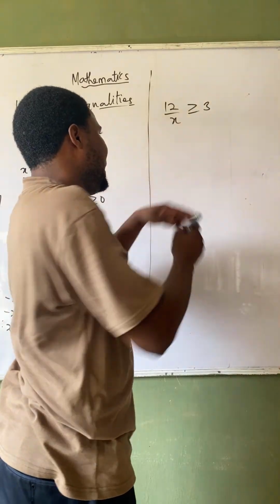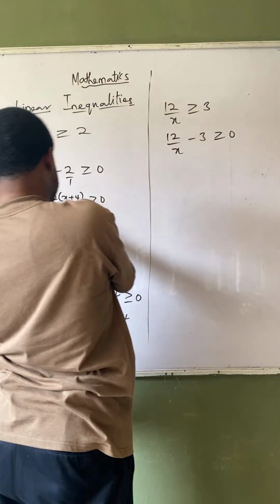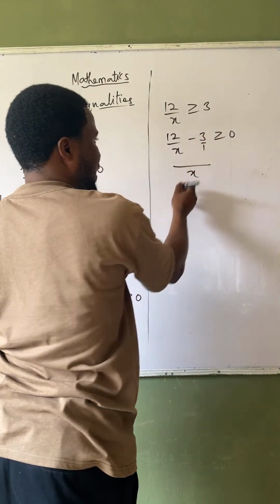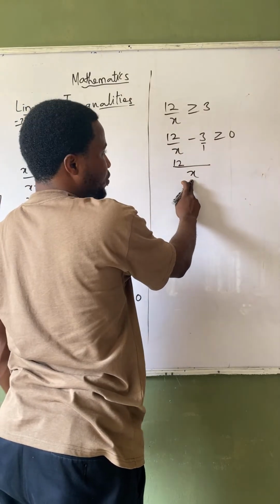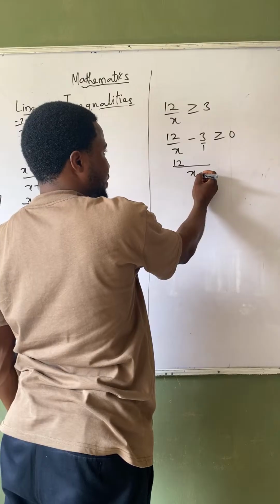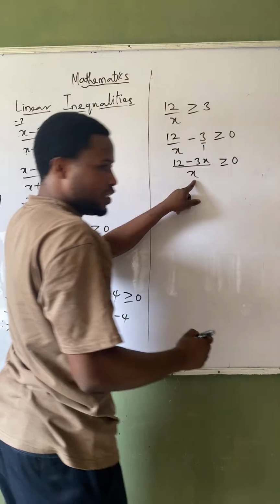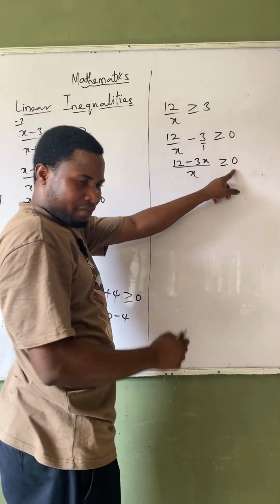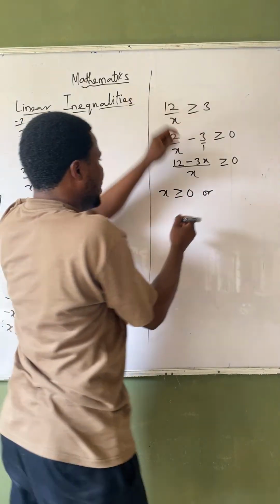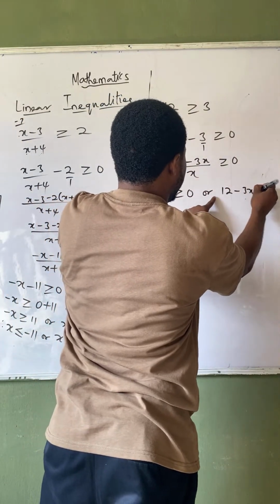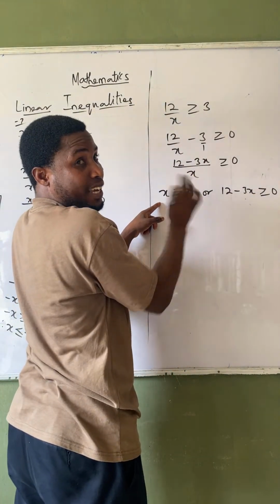What do you do? Bring the 3 here. So I have 12 divided by x minus 3 is 0, just like this. Then this over 1. Find the LCM. That's x. x here is 1. 1 times 12 is 12. Then 1 here is x. x times minus 3. That is minus 3x greater than or equals to 0. Now, what does this mean? It means that x is greater than or equals to 0, or 12 minus 3x greater than or equals to 0. Automatically, x is greater than or equals to 0.